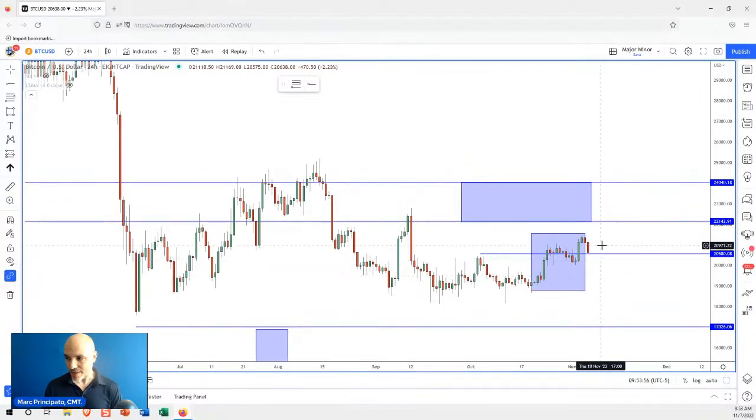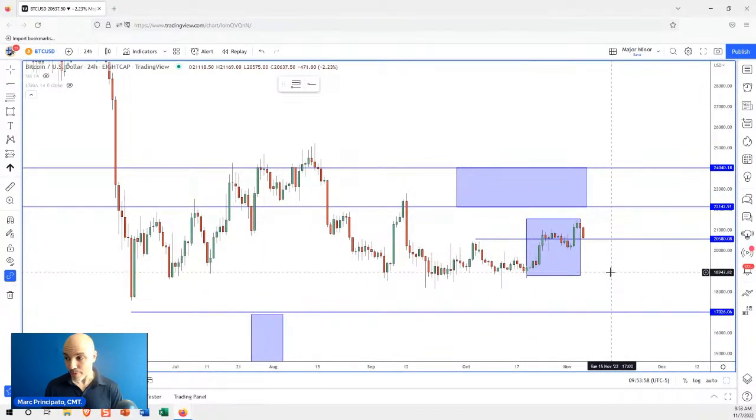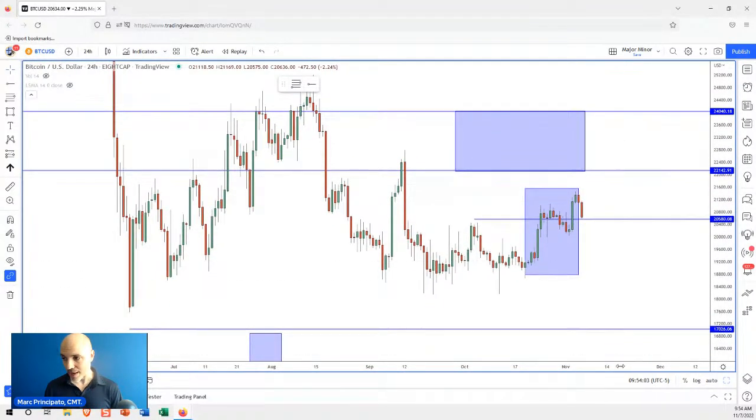So the point is this thing hasn't changed. So I'm anticipating a test of 18K. This is not a trend change. This is just noise. It's still inside a consolidation.